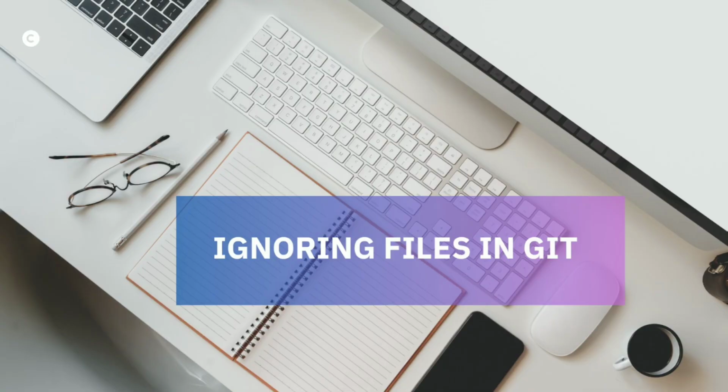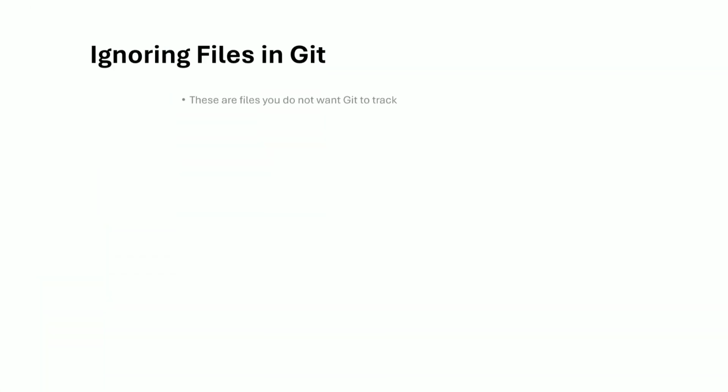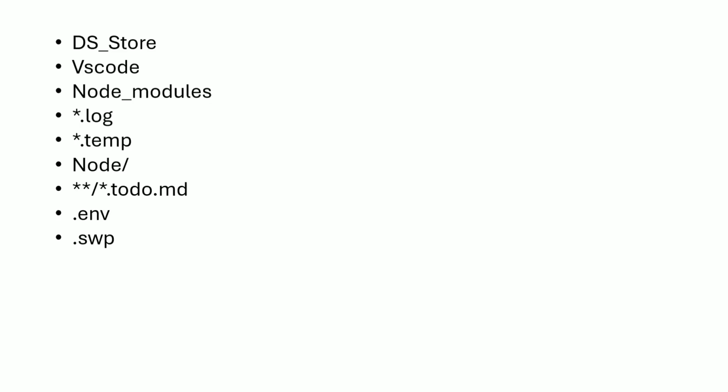Ignoring files in Git. First, what are ignore files? Ignore files basically are files you do not want Git to track. So these are files that will not be committed and pushed to your repository. They remain basically on your local machine. These are examples of ignore files: .vscode, .DS_Store, node_modules, log files, temp files, swap files, as well as .env file. So basically, I will go back to the VS Code terminal to show you how you create a .gitignore file.